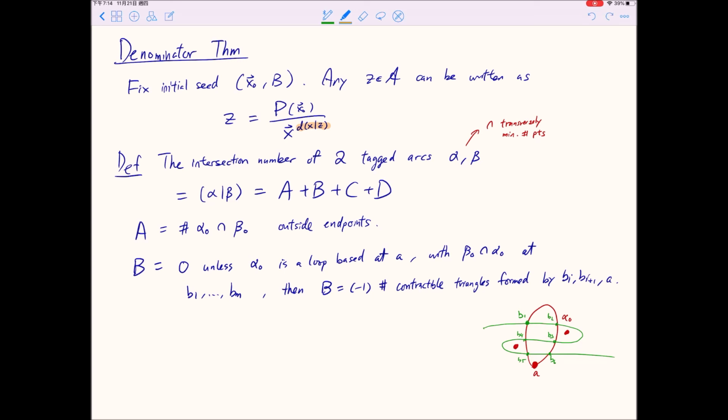B2, B3, A is not, it is just a line. And then you have B3, B4, A, and you also have B5, B6, A. So in this case, B will be -3. C is simple. It's just say -1 or 0 if the untagged version actually coincides.